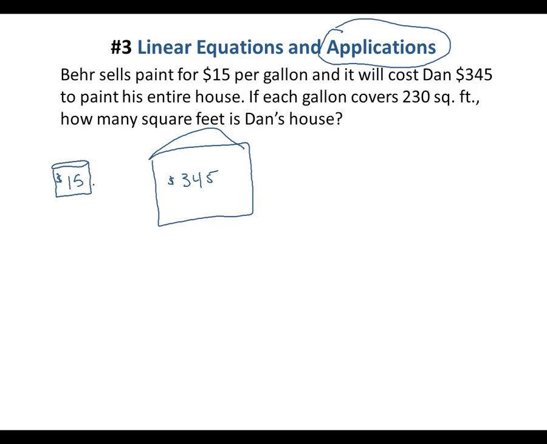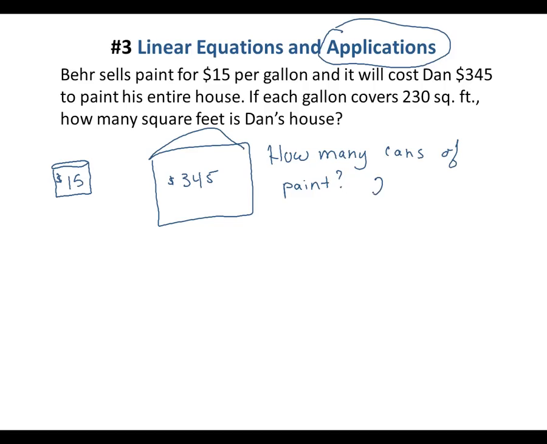Bear sells paint for $15 per gallon. It will cost Dan $345 to paint his entire house. If each gallon covers 230 square feet, how many square feet is Dan's house? This sounds really confusing, doesn't it? So we're going to break it apart little by little. Bear sells paint, $15, so I'm going to draw a picture of a paint can because you have to have a picture. There's a paint can. Each paint can costs $15.